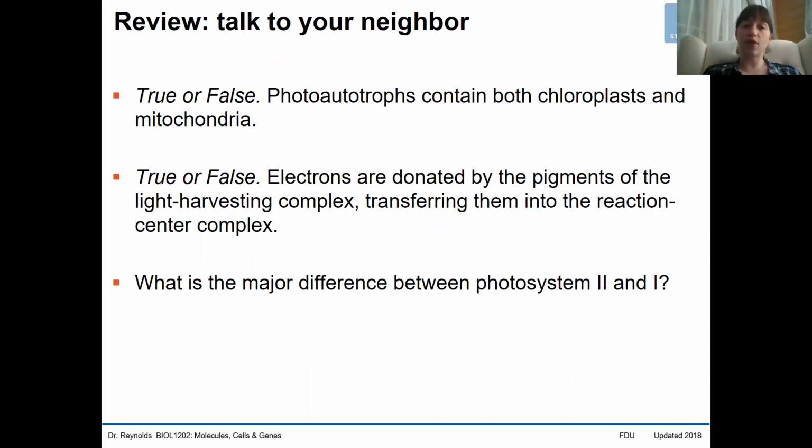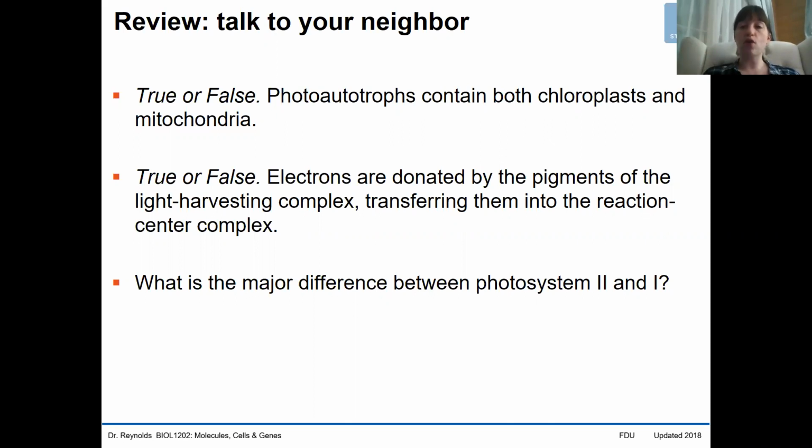True or false? Photoautotrophs contain both chloroplasts and mitochondria. Well, chloroplasts are going to be capable of actually generating this glucose, which the cell can use to store as energy. But cells also need to be able to break down that glucose in order to get energy back out again. Photoautotrophs need to have mitochondria in order to be able to do that. And so this is actually true.